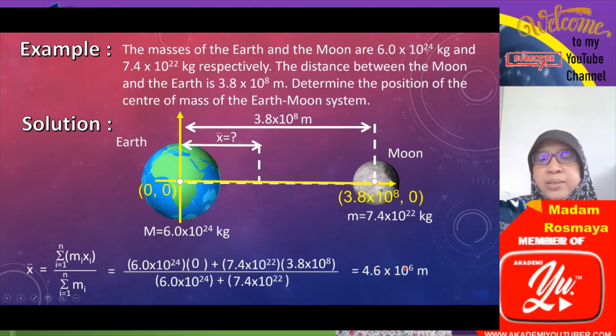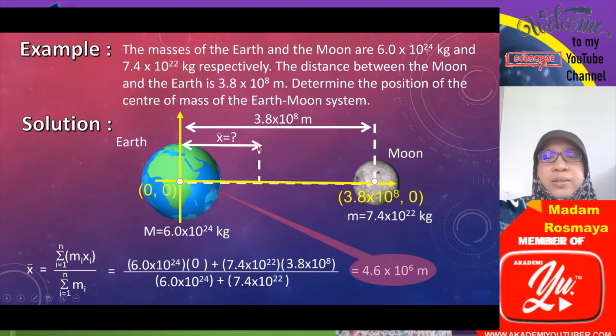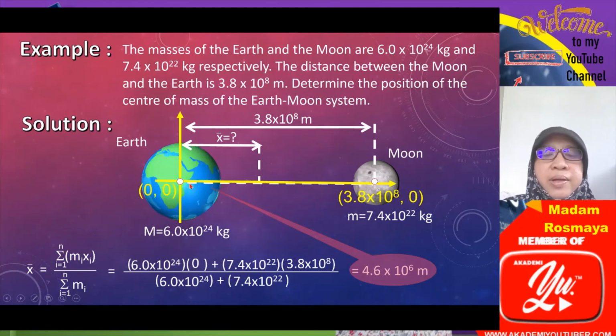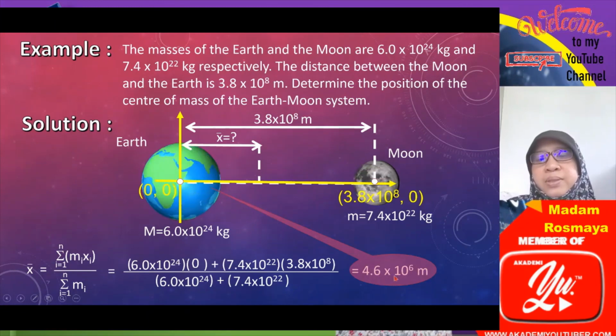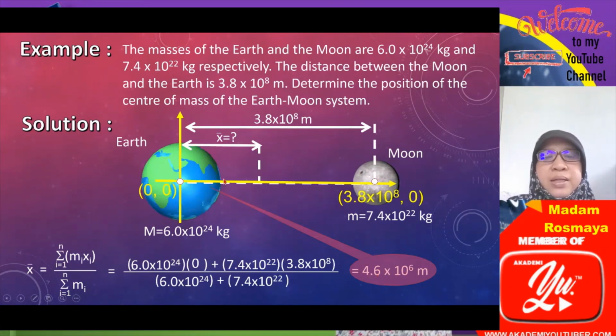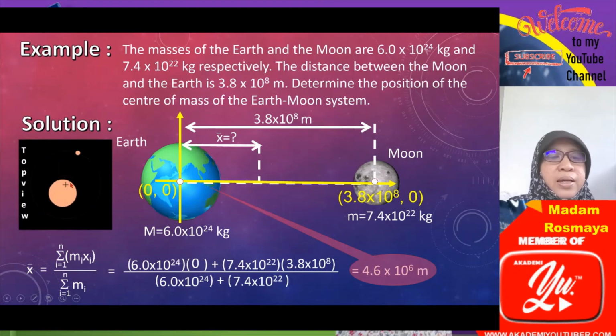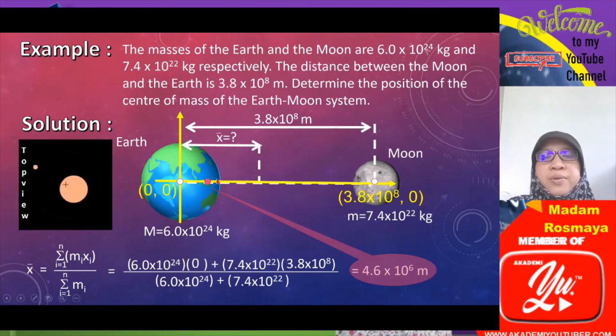So where is this position? Refer to the diagram just now. We know that the radius of the Earth is about 6 times 10 to the power of 6 meter. So 4.6 is less than 6, so it lies somewhere here. This is where bar X, the center of mass, is. From the top view just now, this is the Earth-Moon system, and it lies somewhere here. The plus cross here means the center of mass. This is the top view, and this is the side view, somewhere here.